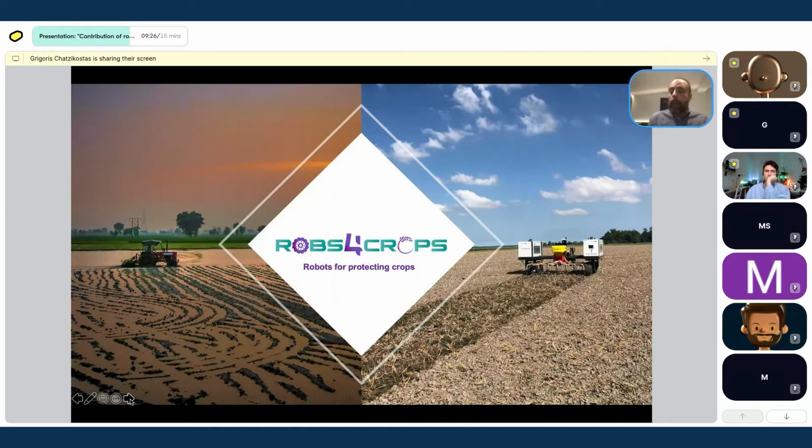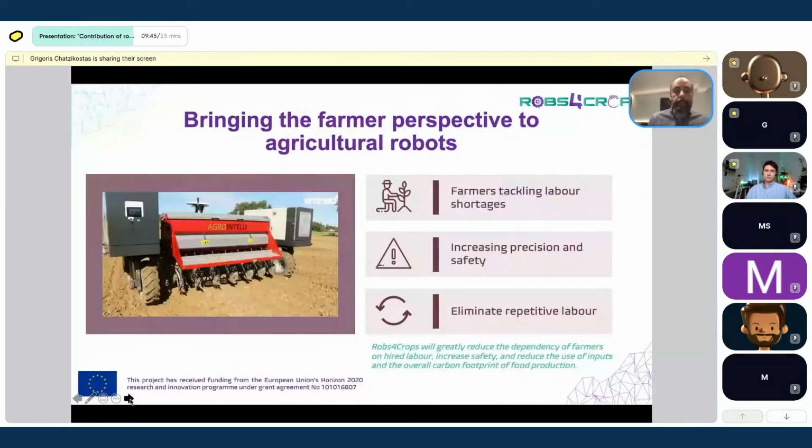And now you will allow me to present very briefly a few aspects of our project, Robs for Crops, one of the projects I'm involved in, where I have the honor to work as a work package leader. When it comes to non-technological challenges, but also to the contribution to the social development goals of the United Nations, the so-called SDGs. So what was the idea about this project? First of all, we wanted to start talking about the fact that farmers have to tackle serious labor shortages.